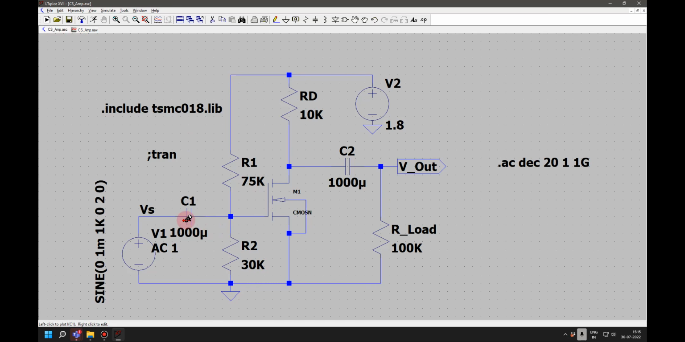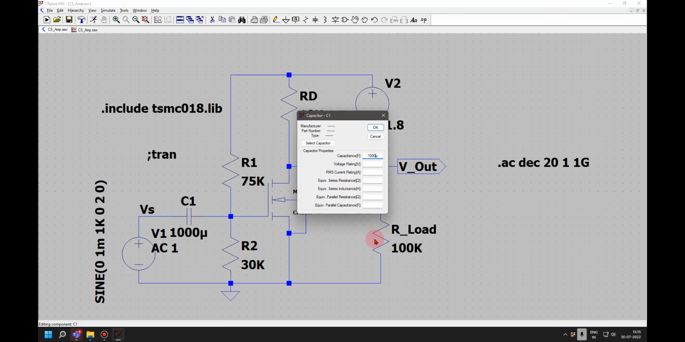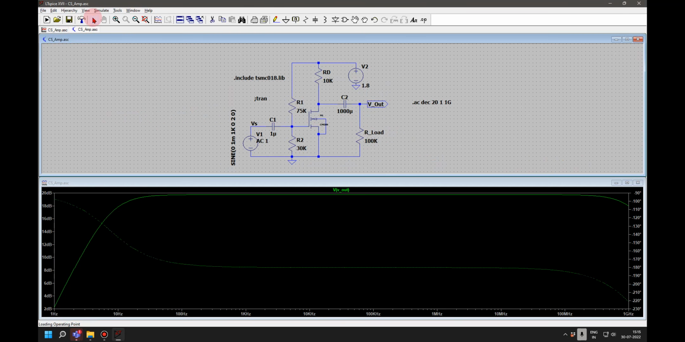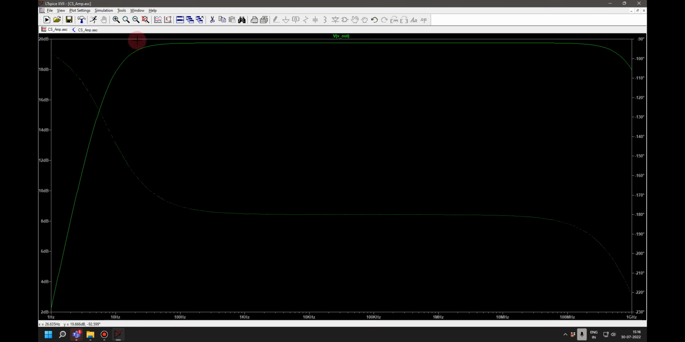Yeah, it is not because of this capacitor, it is because of the Miller capacitance. Is it okay? Yes. Now suppose I don't use a large capacitance here, I just use 1 micro. If I run it, you see the problem comes here. Is the problem visible here? It can handle only 100 hertz and above because this capacitance is low.